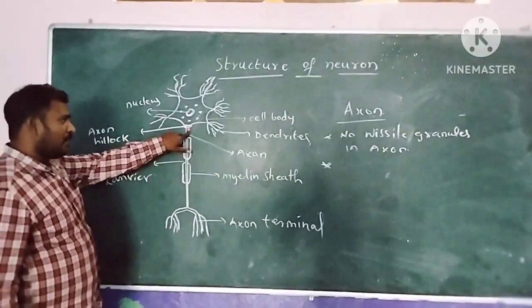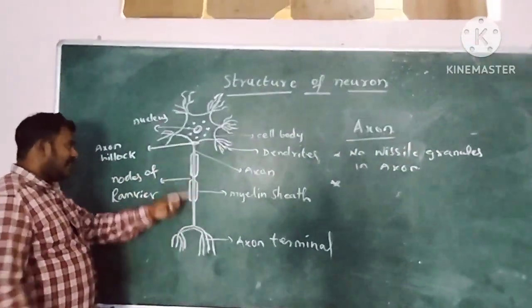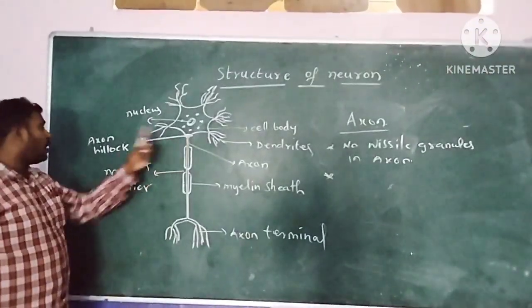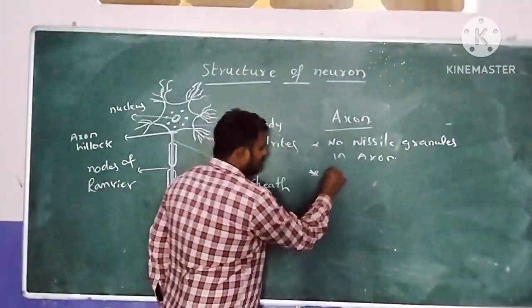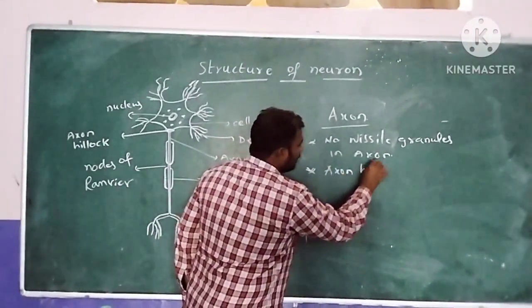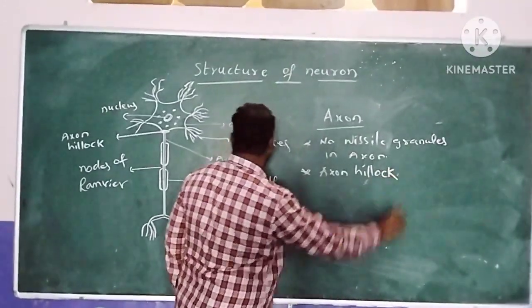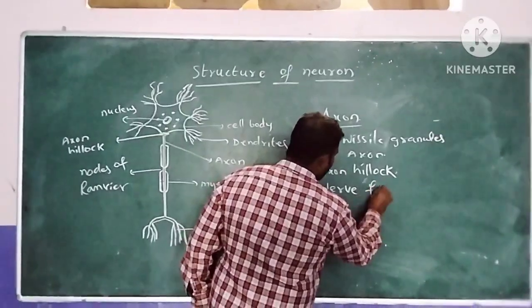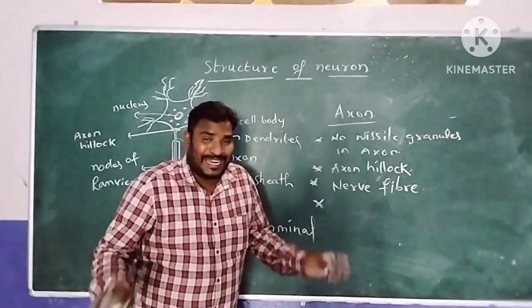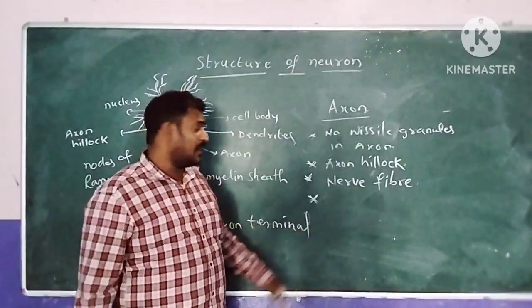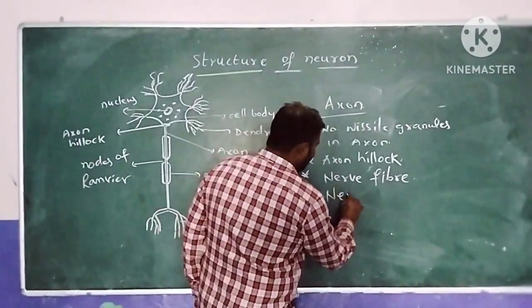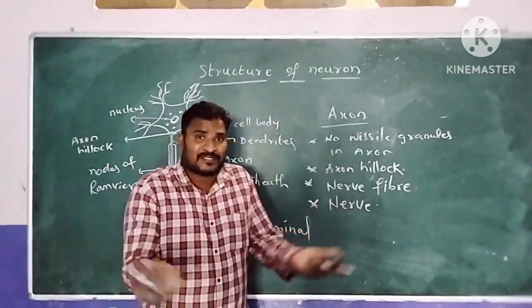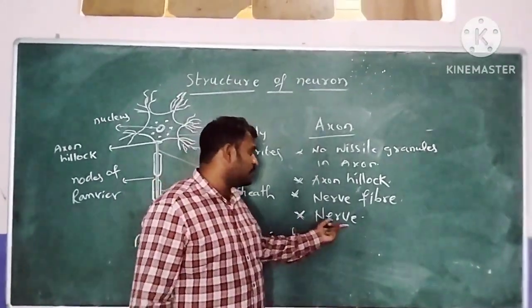The place on the cell body from where the axon arises is called the axon hillock. The axon is also called a nerve fiber. When a group of axons are united together, they form a nerve.